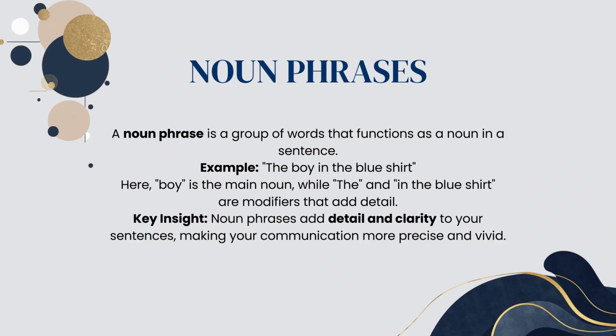Noun phrases, intermediate concept. Now we go one level higher. A noun phrase is not just one word. It is a group of words acting like a noun. Example, the boy in the blue shirt. This is not just boy. It gives more detail. This makes your English more descriptive, more precise.